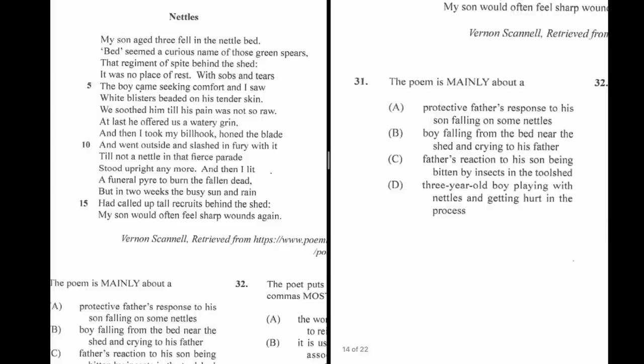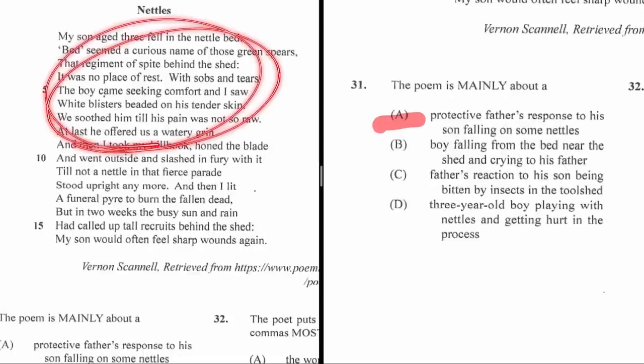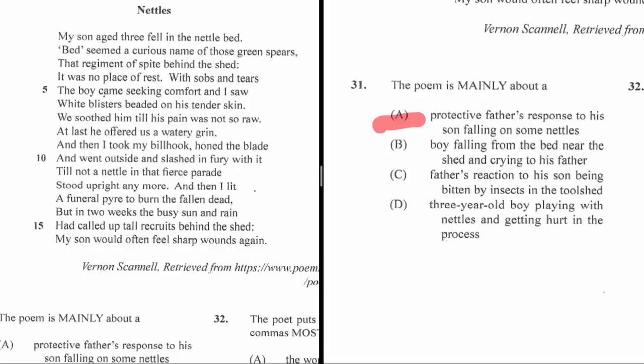Number 31. The poem is mainly about a protective father's response to his son falling on some nettles. This is what the poem is really about. We see here the son falls on some nettles, some thorns. In Jamaica, we might call them macabush. And then we see that the father responds to this by going outside and slashing with fury the nettles. So he got upset because he's protective of his young son who fell victim to these nettles.